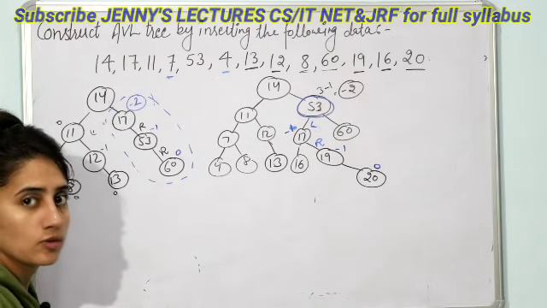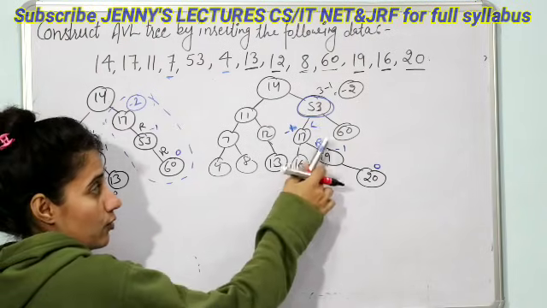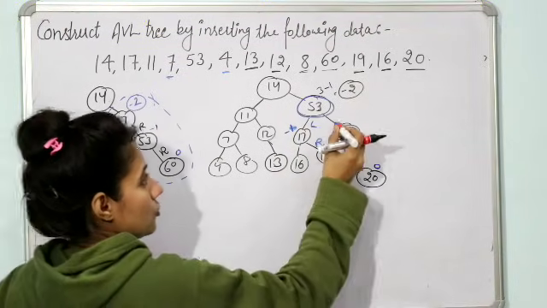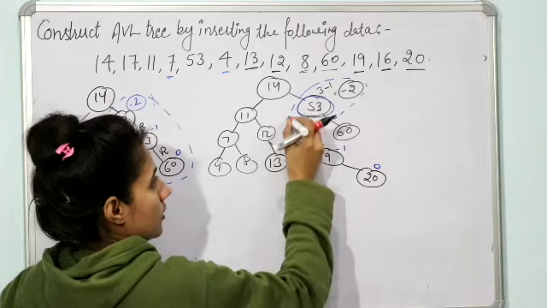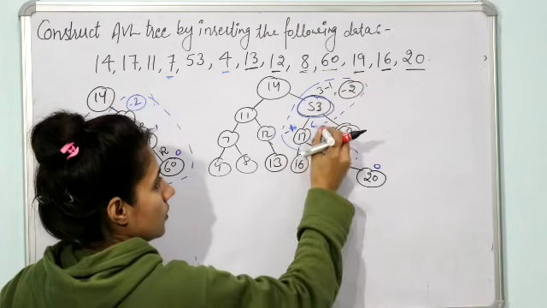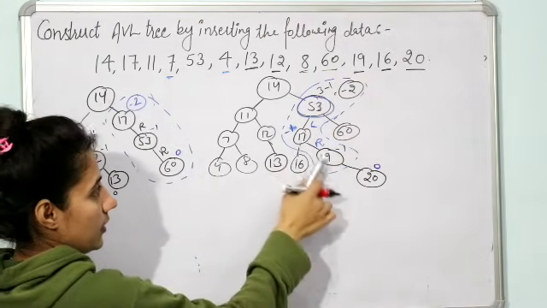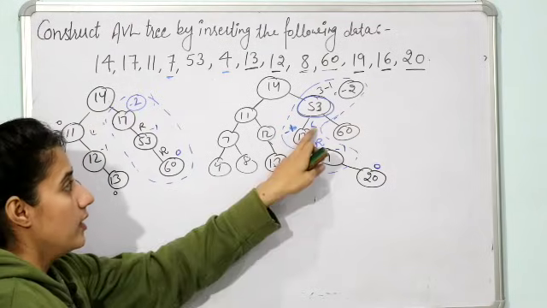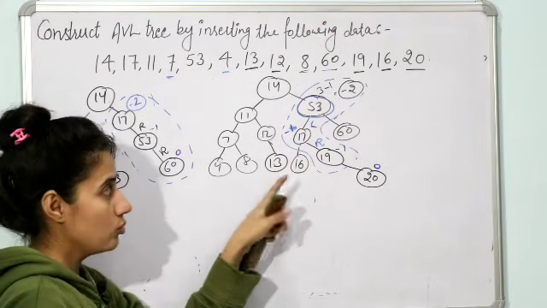Okay, you're supposed to find out the reason. So here, which rotation would be there? Left and then right. So you would work on this part only, on these 3 nodes, 53, 17 and 19. Now in left right rotation, how to solve this out?